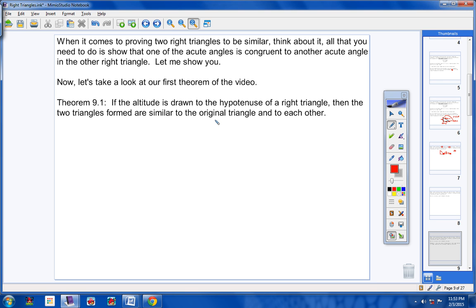So I'm going to read that again. You guys can copy this down. If the altitude is drawn to the hypotenuse of a right triangle, then the two triangles formed are similar to the original triangle and to each other. Okay, now you know I'm going to give you a picture of this in just a second, but go ahead and copy this down. Then we're going to talk about this.